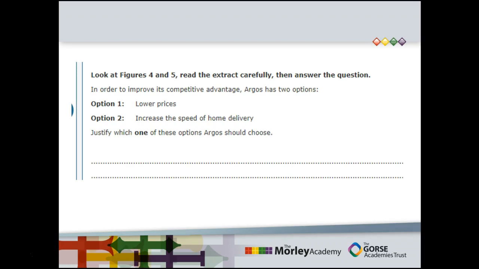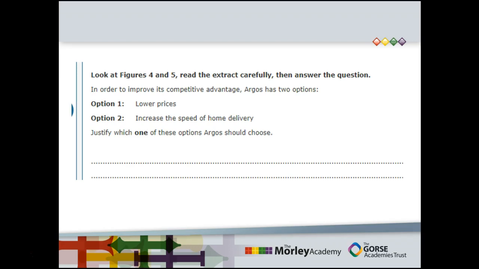Now, what this question has also got is, in order to improve its competitive advantage. So what it's asking is, in order for Argos to compete against Amazon, for example, should it lower prices or should it increase the speed of home delivery? Now, what you've got to look out for is this idea of a second part to the question. If you just wrote lower prices will work for Argos because, increasing the speed of home delivery would work for Argos because, and then write a conclusion, you would score 0 because you haven't answered the question.